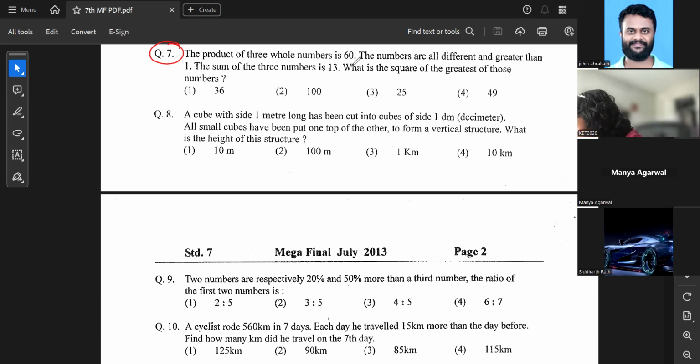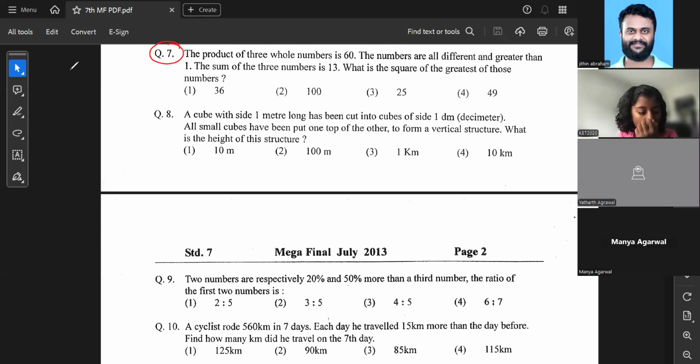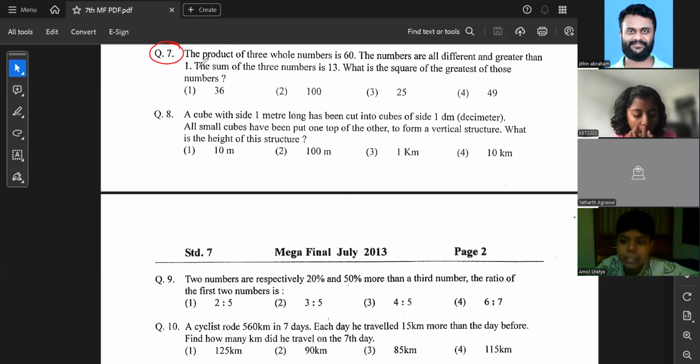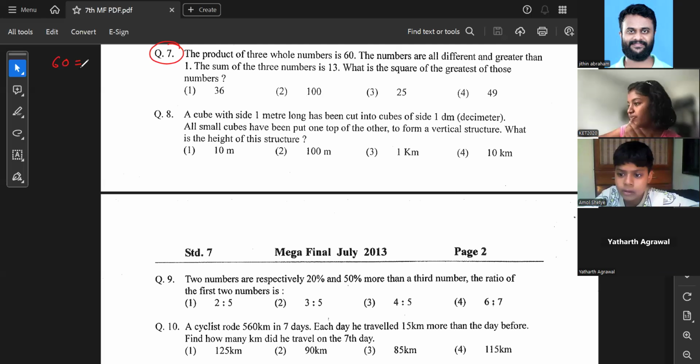Okay, so first of all, I'll have to break 60 into three numbers. Obviously, all three numbers should be different and greater than 1. So for the first guess, if you already know the correct answer, don't say it out loud. Just write it in the chat box so that the other children are not interrupted.